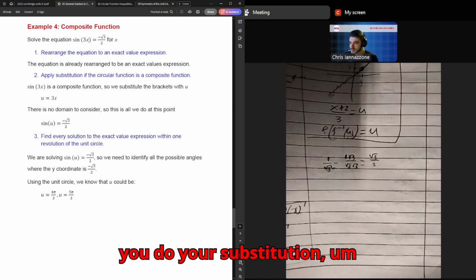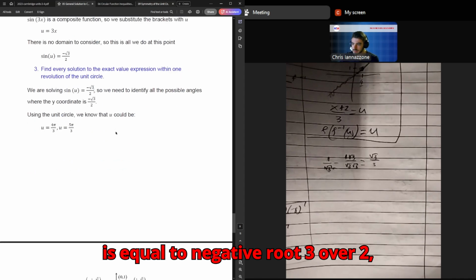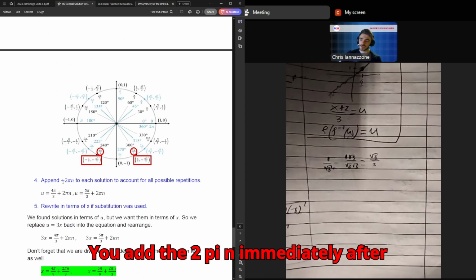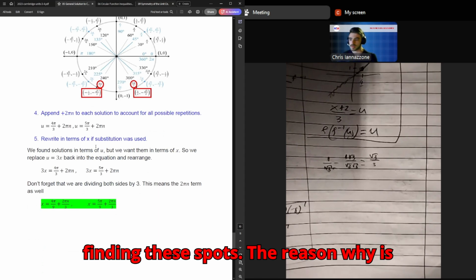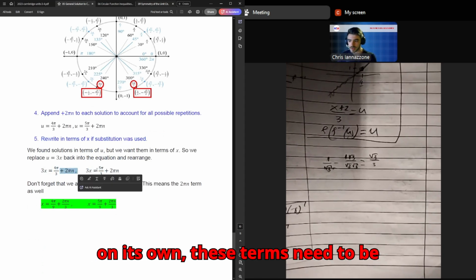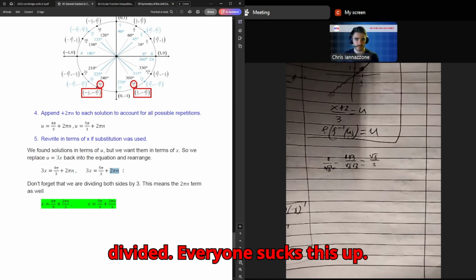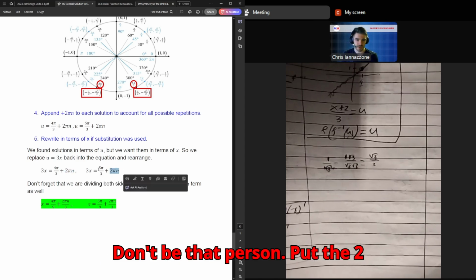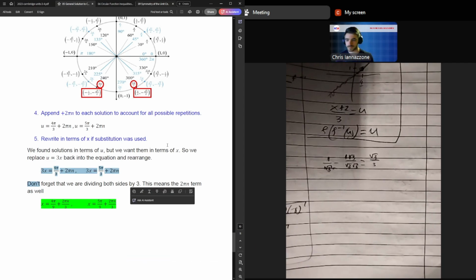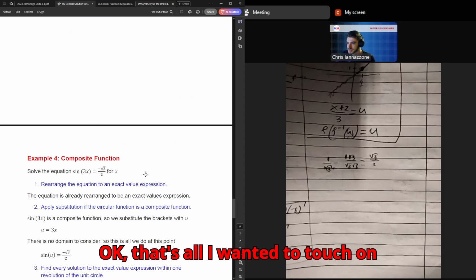So as before, you do your substitution. In this case, we're looking for where sine is equal to -√3 over 2. That's going to be these spots here. You add the 2 pi n immediately after finding these spots. The reason why is because when you rearrange to get x back on its own, these terms need to be divided. Everyone stuffs this up. Don't be that person. Put the 2 pi n as soon as you find the solutions, then divide by 3 at the end. Okay, that's what I wanted to touch on there.